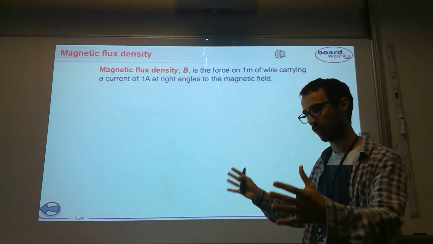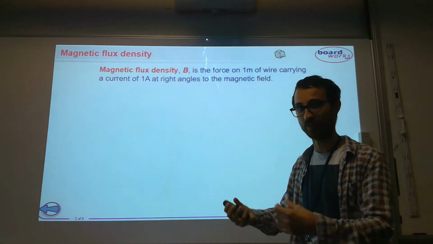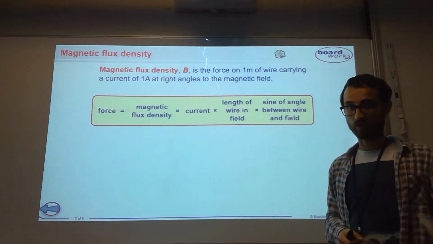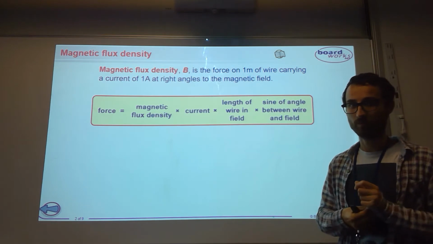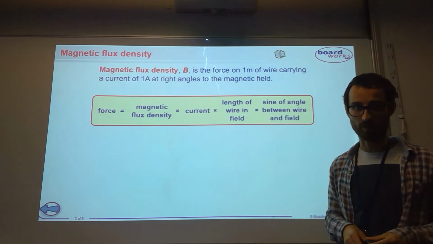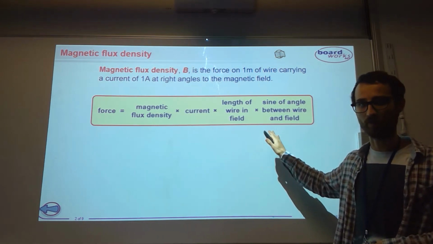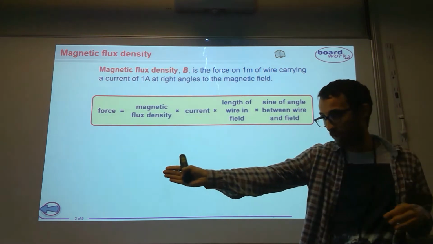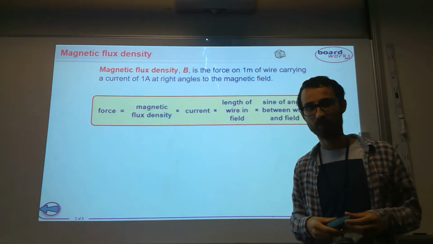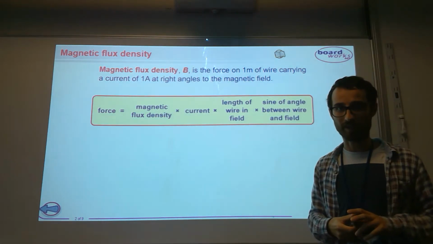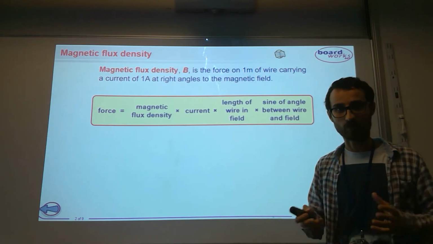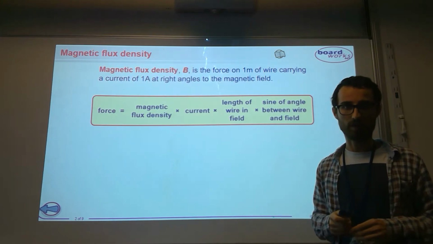It makes sense. The stronger those magnets, the stronger the field, the stronger the flux density. We're going to experience more force on that wire. If we turn that into an equation, the force is going to be equal to the magnetic flux density times the current, times the length of the wire in the field, times the sine of the angle between the wire and the field. You might be wondering where that comes from. Well, if that wire is not exactly at right angles, then we need to consider the component that is involved in experiencing that force. That angle between the wire and the field takes that into account. We'll see in a bit more detail in a minute.